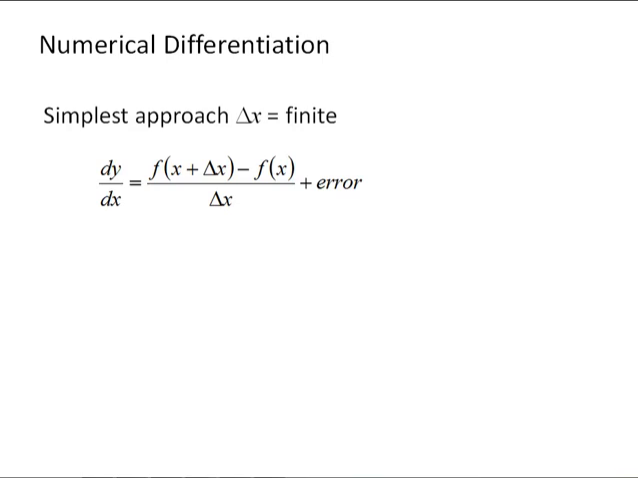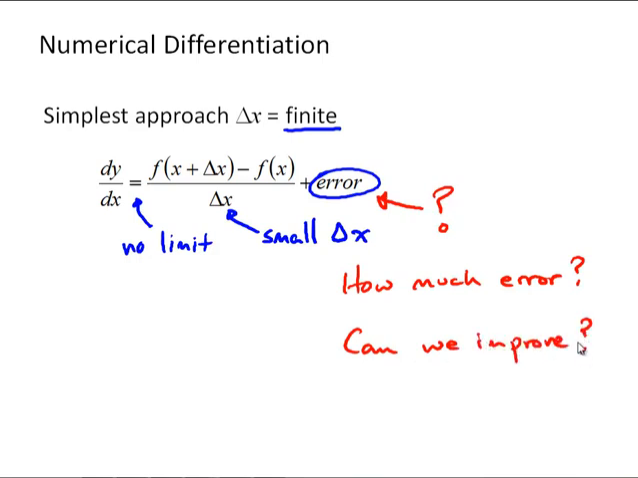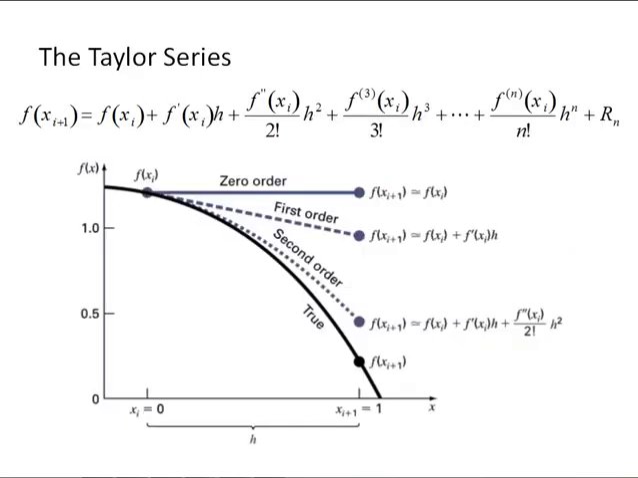So the simplest approach would be just to drop the limit and use a finite delta x. Instead of taking the limit as it goes to 0, we will just drop the limit, use a small delta x close to 0, and recognize that we're going to have some sort of error. And what we want to do is know, well, what kind of error is this approach going to give us? So how much error? And can we improve on this approach? So in order to get an understanding of the error, the place we'll look is the Taylor series.